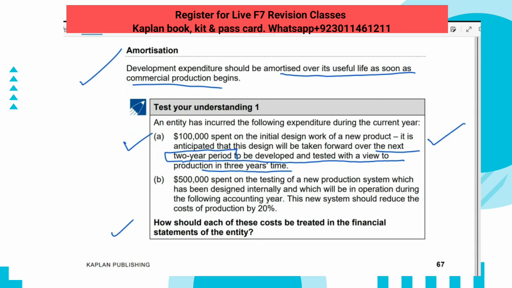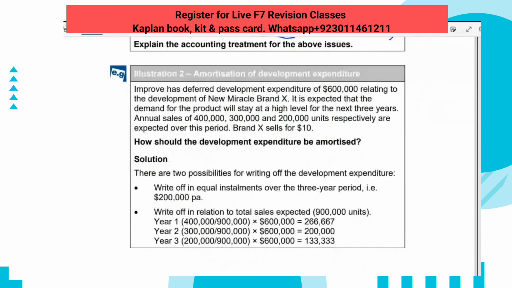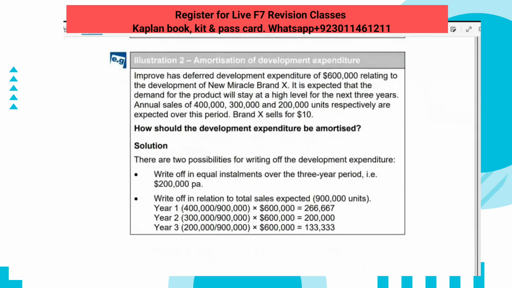Number two, they are saying it would appear to be a development stage cost, as the new production system is due to be in place fairly soon and will produce economic benefit in the shape of reduced costs. So definitely it is there. Now we see illustration 2, how the amortization of development expenditure happens in the accounting treatment.